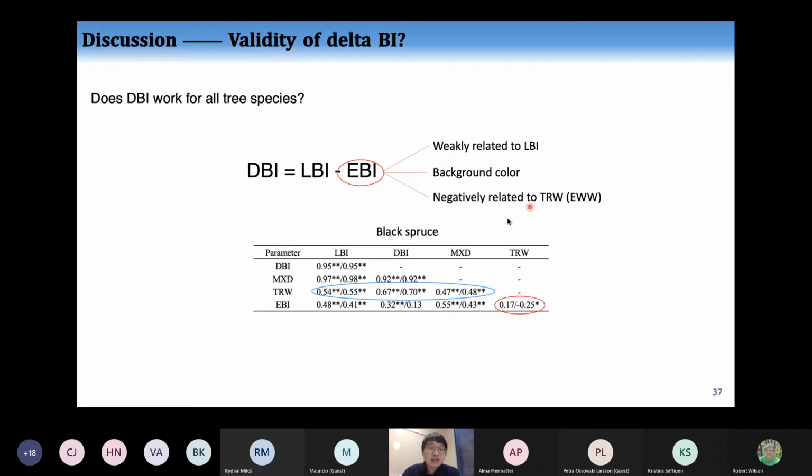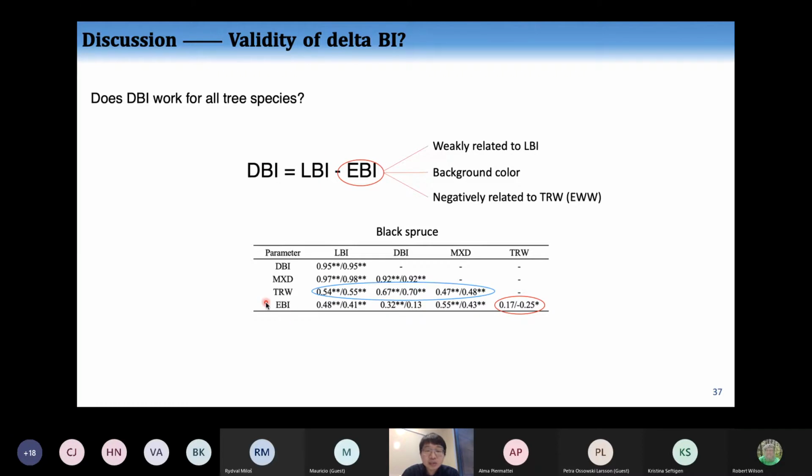Delta blue intensity is calculated by differencing the latewood BI and early wood blue intensity. So the signals in early wood BI could also be very important. In the case of black spruce, the early wood blue intensity is only weakly correlated to latewood blue intensity, although the correlations are still statistically significant. So in this case, the early wood blue intensity mostly works as a background color, and climate signals in the latewood blue intensity could be largely retained in the delta blue intensity.